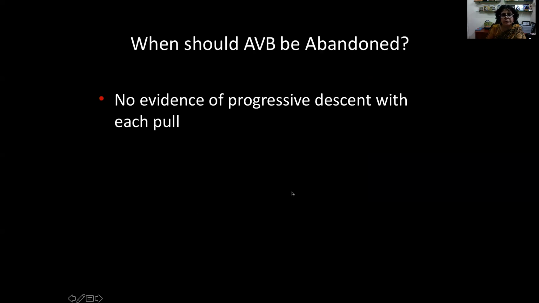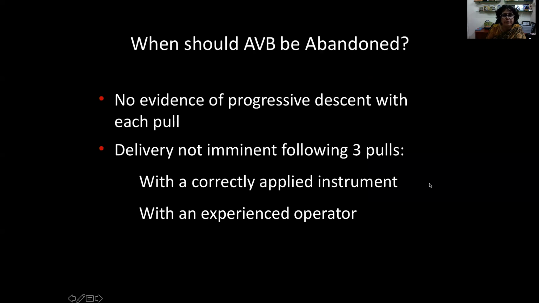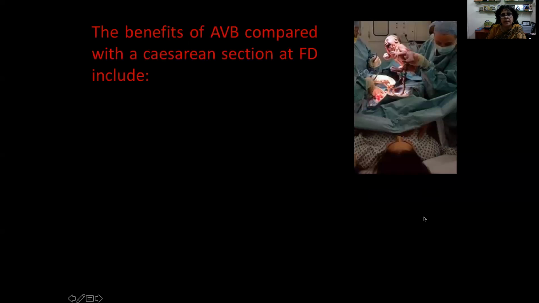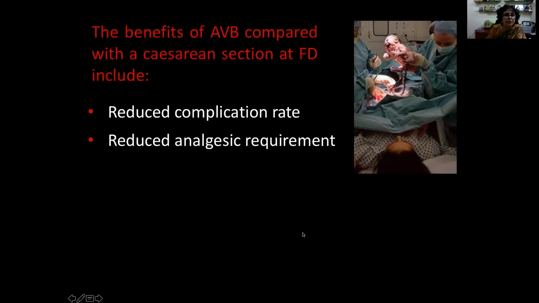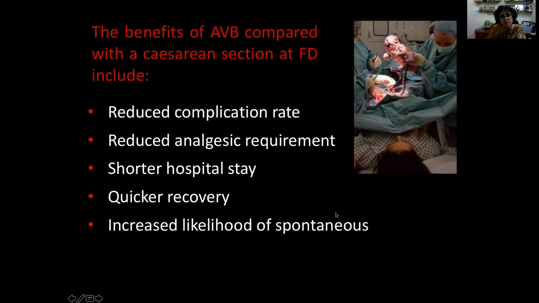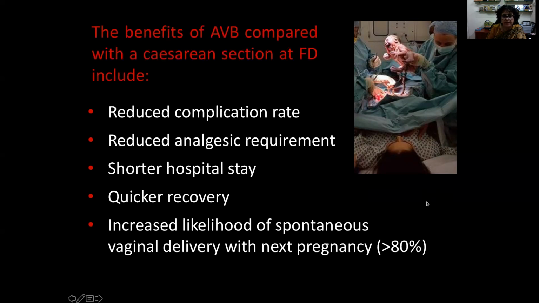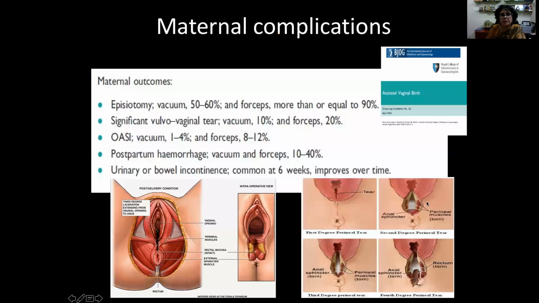Now, when should AVB be abandoned? When there is no evidence of progressive descent with each pull, or delivery is not imminent following 3 pulls with a correctly applied instrument by an experienced operator. The benefits of AVB compared with cesarean section at full dilatation include reduced complication rate, reduced analgesic requirements, shorter hospital stay, quicker recovery, and increased likelihood of spontaneous vaginal delivery in the next pregnancies, more than 80%.